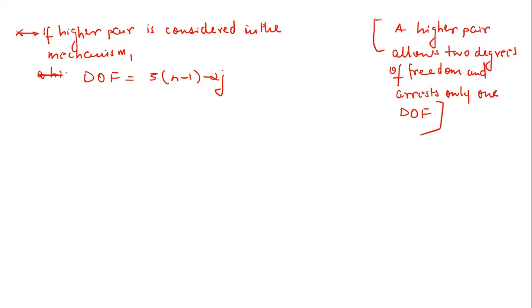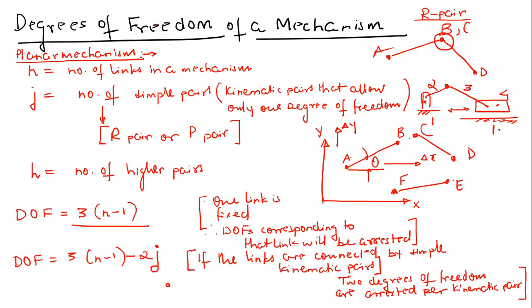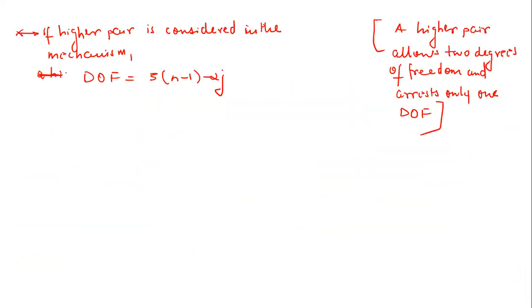So how many higher pairs are there? There are h number of higher pairs. So just tell me how this equation is going to be modified. So it will be 3n minus 1 minus 2j. Then shall I add or subtract anything here? Minus h, sir. Minus h. Very simple.